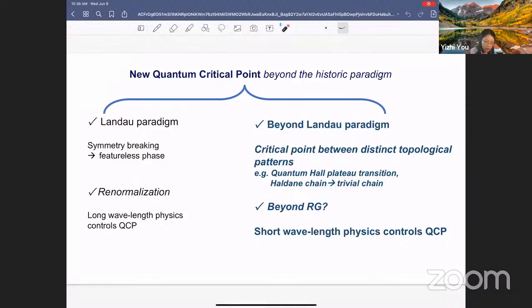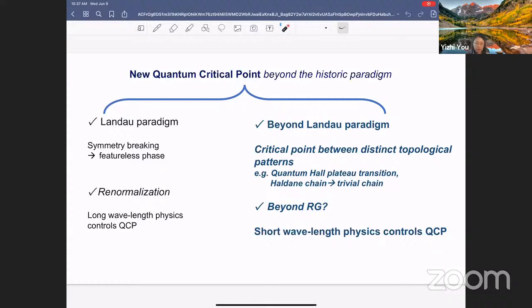Second, historically, we know that renormalization can almost explain any type of critical phenomenon. And the essence of renormalization lies in the fact that the long wavelength physics is very important. That is why we usually just coarse grain out the local fluctuation and only keep those long wavelength modes as the essential description of critical phenomenon.